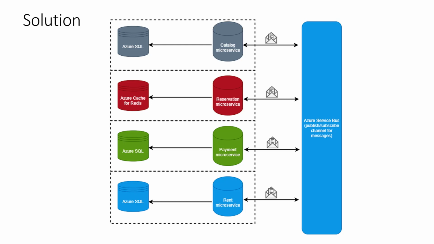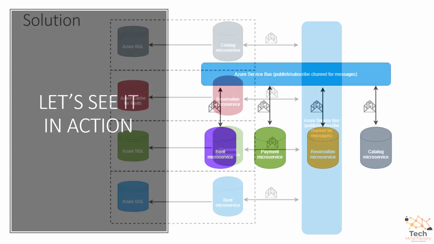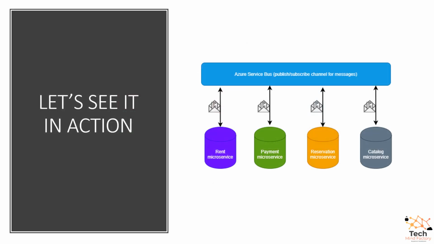So if there is a price change in the catalog microservice, we can publish this information, and other microservices like the reservation microservice can subscribe to those changes and can handle this change in its database. So in this case, in Azure Cache for Redis. Okay, great. That was about theory. Right now, let me open Azure portal and let's see what's happening there.